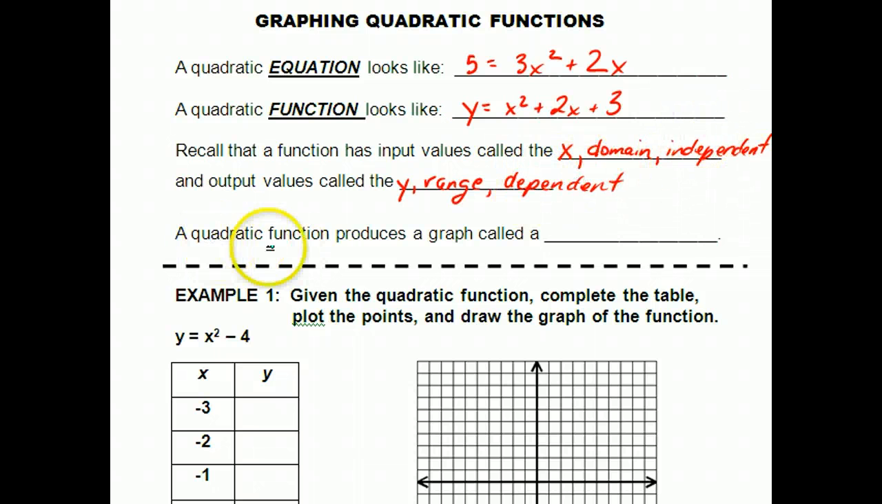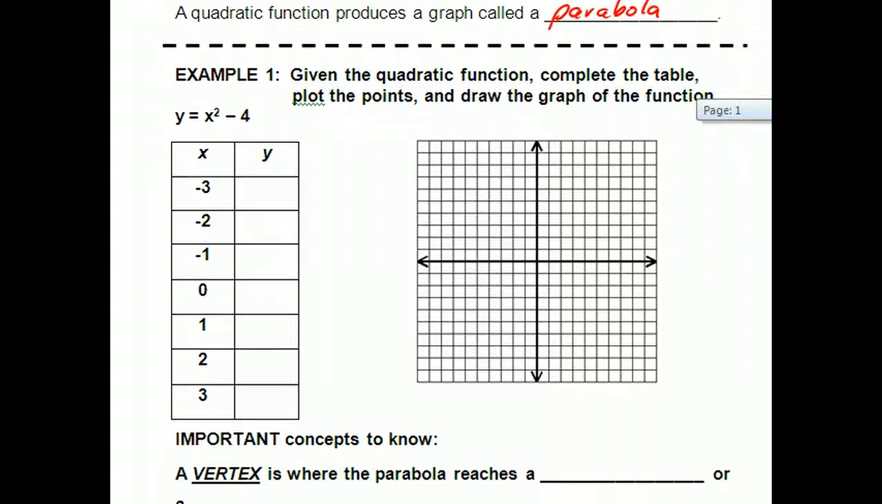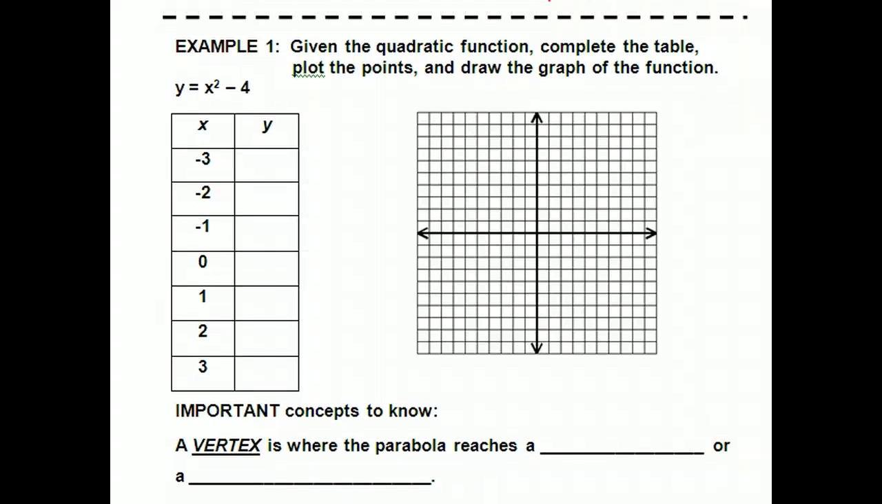Okay, so when we see a quadratic function and we see that collection of x and y values, those ordered pairs, it's going to produce a graph called a parabola. Okay, so we're going to spend most of this unit trying to pick a parabola apart and find its pieces, and be able to graph one from an equation and make an equation from the graph. So let's take a look at an example here. It says, given the quadratic function, complete the table, plot the points, and draw the graph of the function.